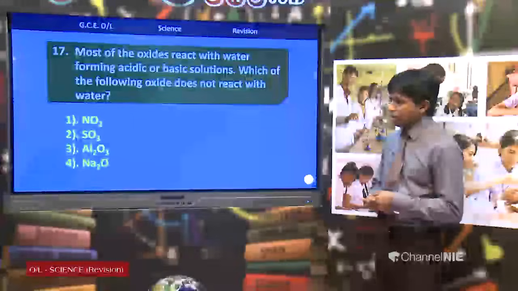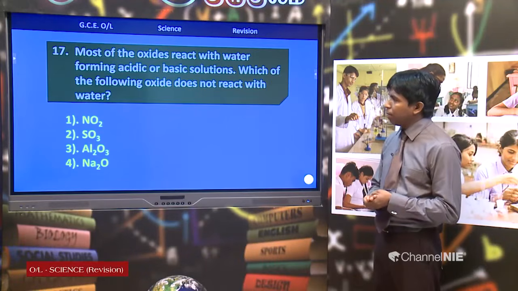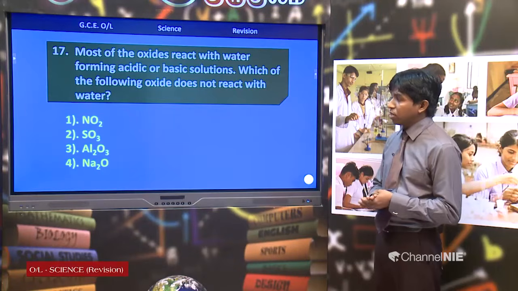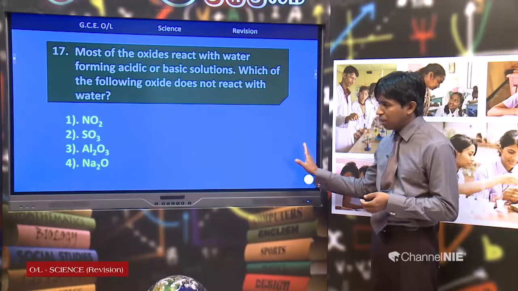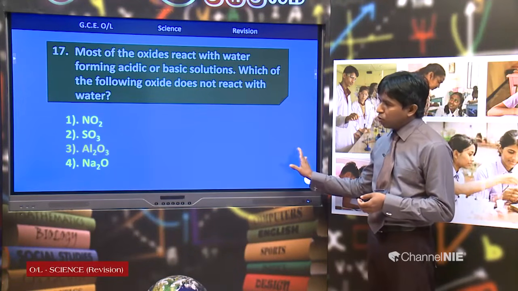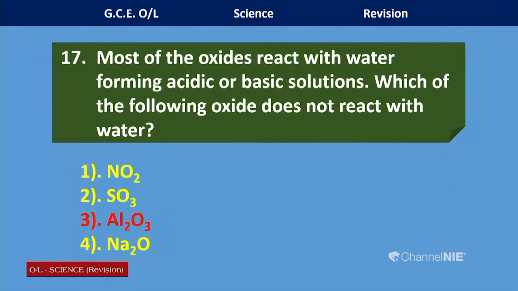So, the answer, you have already got the answer now, aluminium oxide does not react with water. So, the question asks about the oxide which does not react with water. So, the answer will be third. What about sodium oxide? Sodium oxide, the fourth one, if you dissolve in water, you get sodium hydroxide solution, it is basic. So, therefore, sulfur trioxide and nitrogen dioxide produce acidic solution and sodium oxide produces basic solution, but aluminium oxide does not react with water.